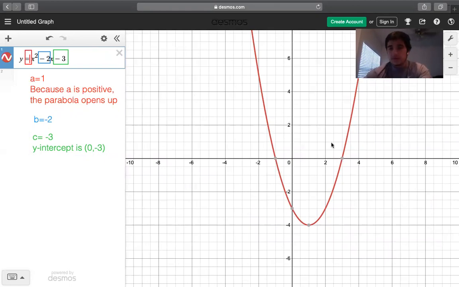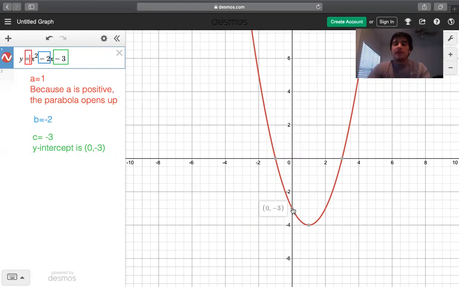This parabola obviously opens up, right? And I also said that the y-intercept is (0, -3). So we go to the y-axis, and that's true. My y-intercept is (0, -3). So it works, I'm not lying to you, okay?